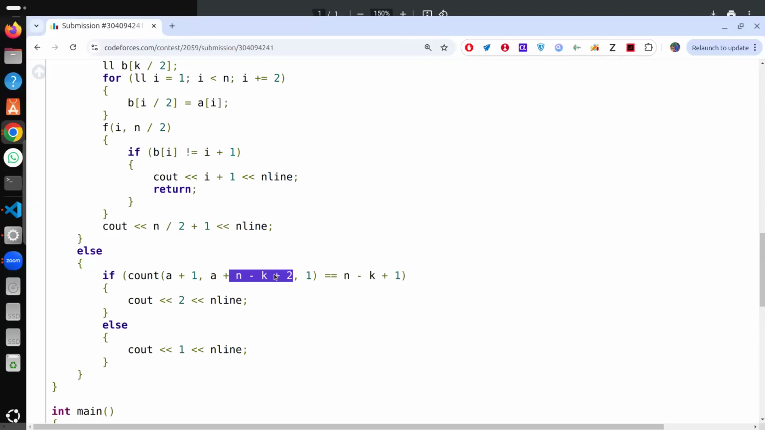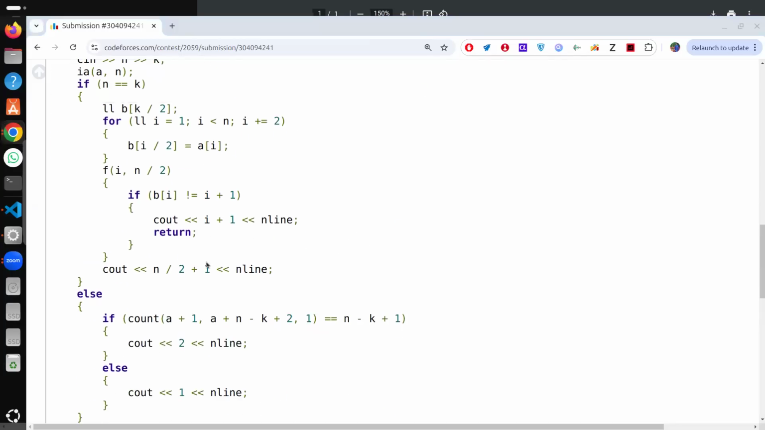The count function takes the begin and end iterator, and the end iterator is not inclusive. So this whole thing counts the number of ones from index 1 to index n minus k plus 1. If that is equal to n minus k plus 1, then all of the elements are 1, right? So I just printed 2. Otherwise I printed 1, because one of the elements is not equal to 1.